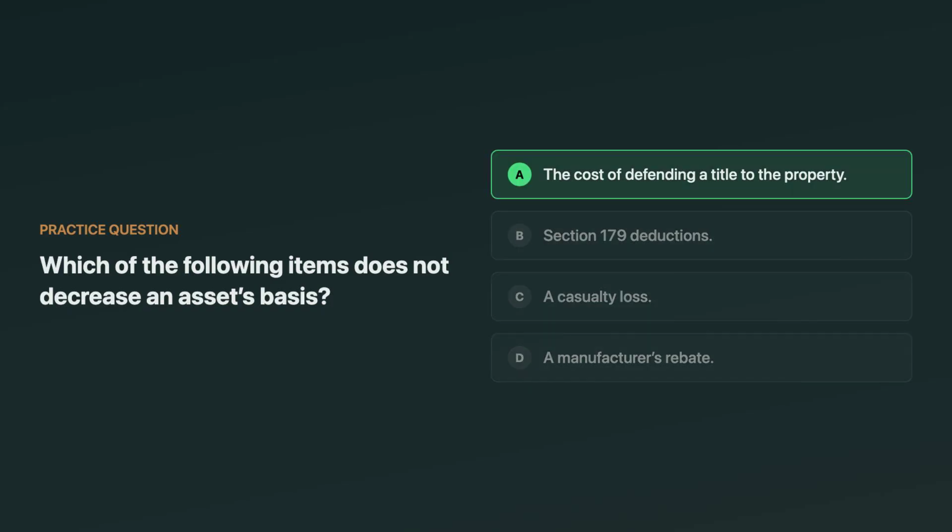The correct answer is the cost of defending a title to the property. That's a capital expenditure, so it increases basis because it perfects or protects ownership. A tempting wrong choice is the manufacturer's rebate because it feels like income, but it usually reduces the purchase price, so it decreases basis.